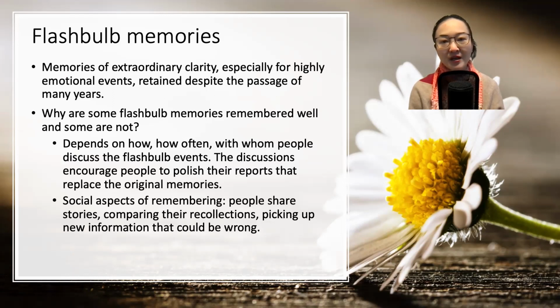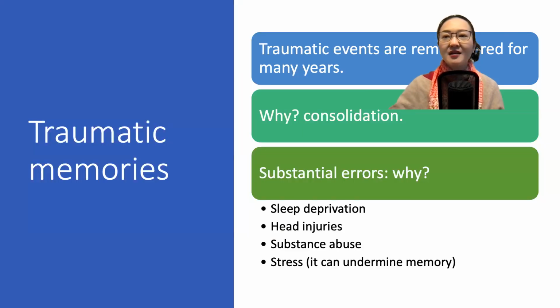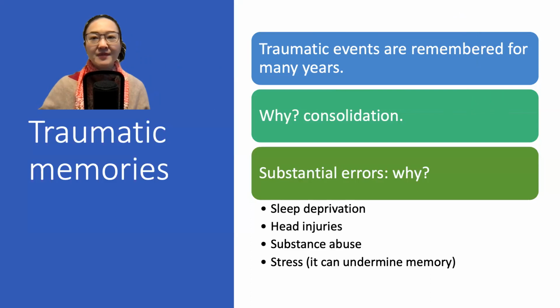Social aspects of remembering means people share stories, comparing their recollections, picking up new information that could be wrong. Traumatic memories. Traumatic events are remembered for many years. Why? Because of the consolidation. Substantial errors. Why? Because of the sleep deprivation, head injuries, substance abuse, and stress. It can undermine memory.